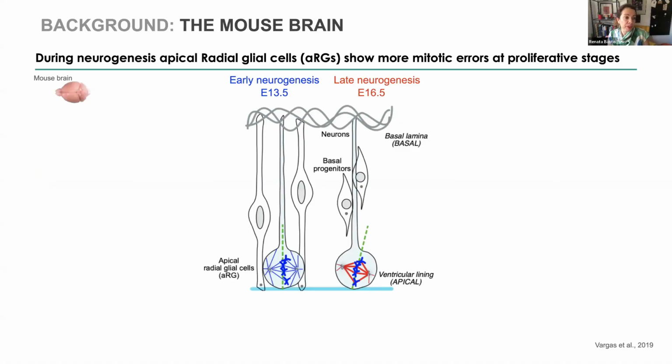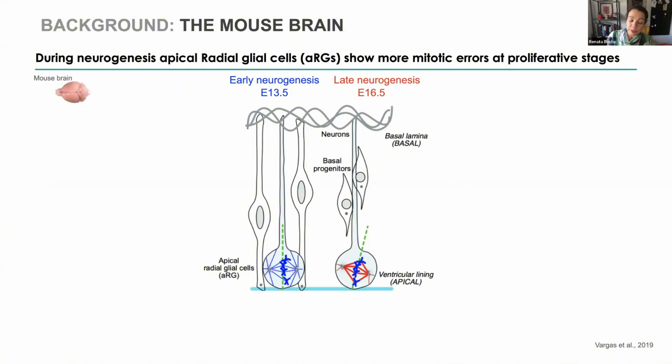This part of the project will be developed in mouse. And what I need to tell you is some of our past work where we compared early neurogenesis in the mouse brain with late neurogenesis. I'm going to be using early and late throughout the talk, and this actually refers to stages in development of embryonic day E13 and a half and E16 and a half.